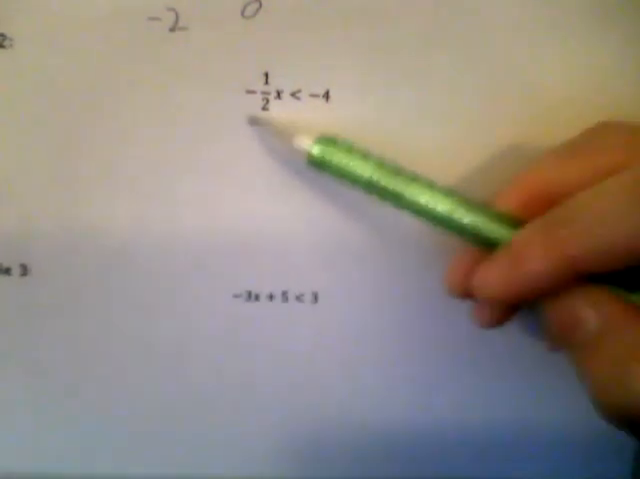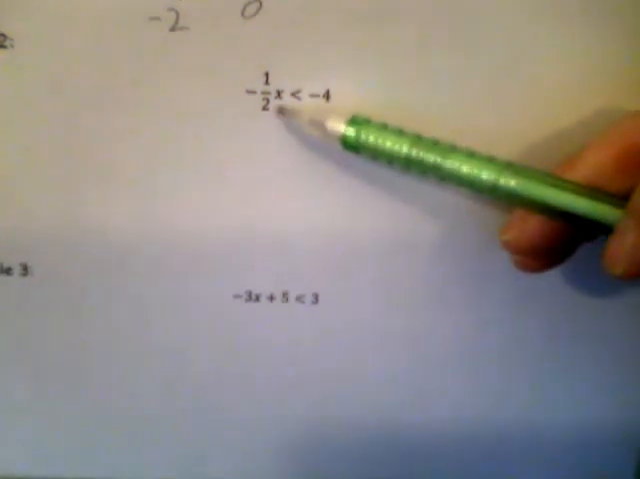Okay, now let's look at example 2. Example 2 says negative 1.5x is less than negative 4. Okay, so this is where you have to remember your rules about fractions. So negative 1/2 x is less than negative 4. You might think, well, my negative 1/2 and my x are held together by multiplication, so I'm going to divide both sides by negative 1/2.